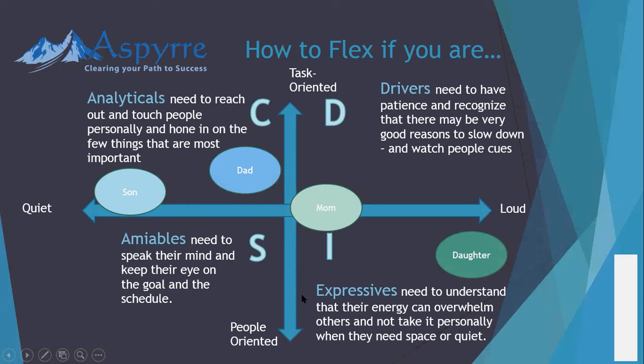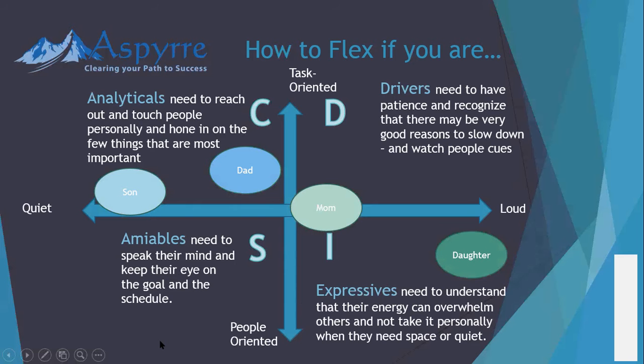What expressives need to understand is that their energy can overwhelm others, so not to take it personally when other people need space or quiet. So give people a little bit more space and quiet, and go ahead and leverage their talent because they're the ones to go to when we need the positive energy, but then also know that the other styles will need more quiet when they work sometimes.